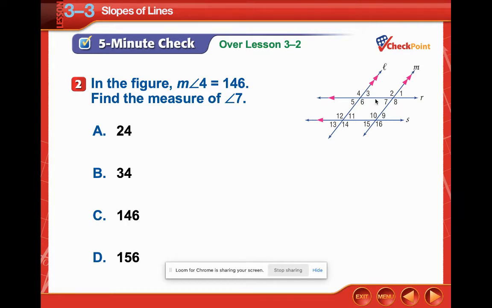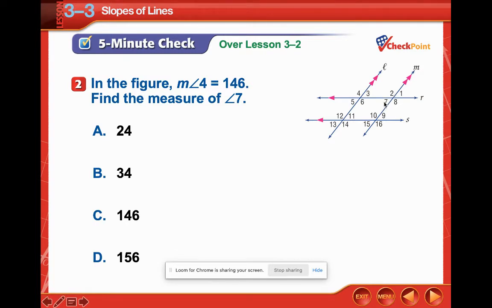So let's take a quick look at this. So we got angle 4 up here on the top left. And like we mentioned before, angle 2 is its corresponding angle, also on the top left. All right, parallel lines, transversal. Okay, so we're good here. So we know that angle 2 is also going to be 146 degrees, right? Good, we got angle 2 is 146.